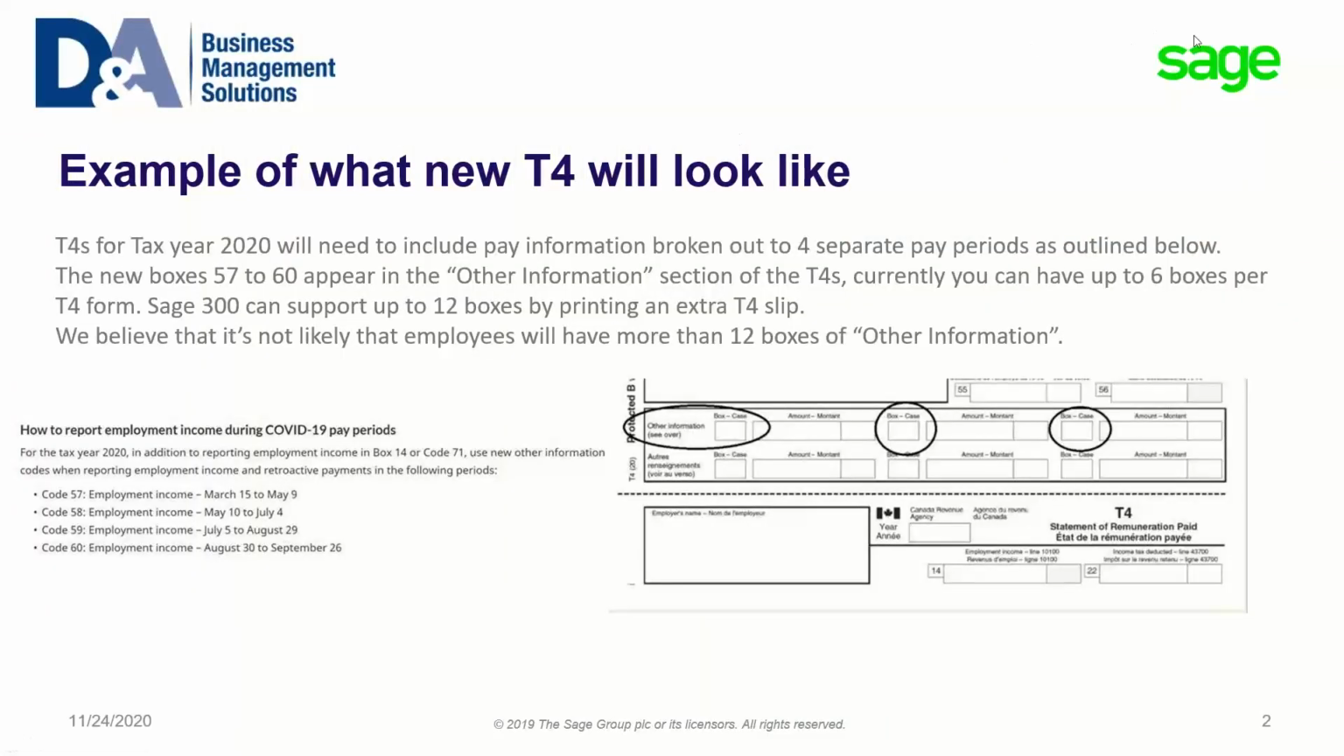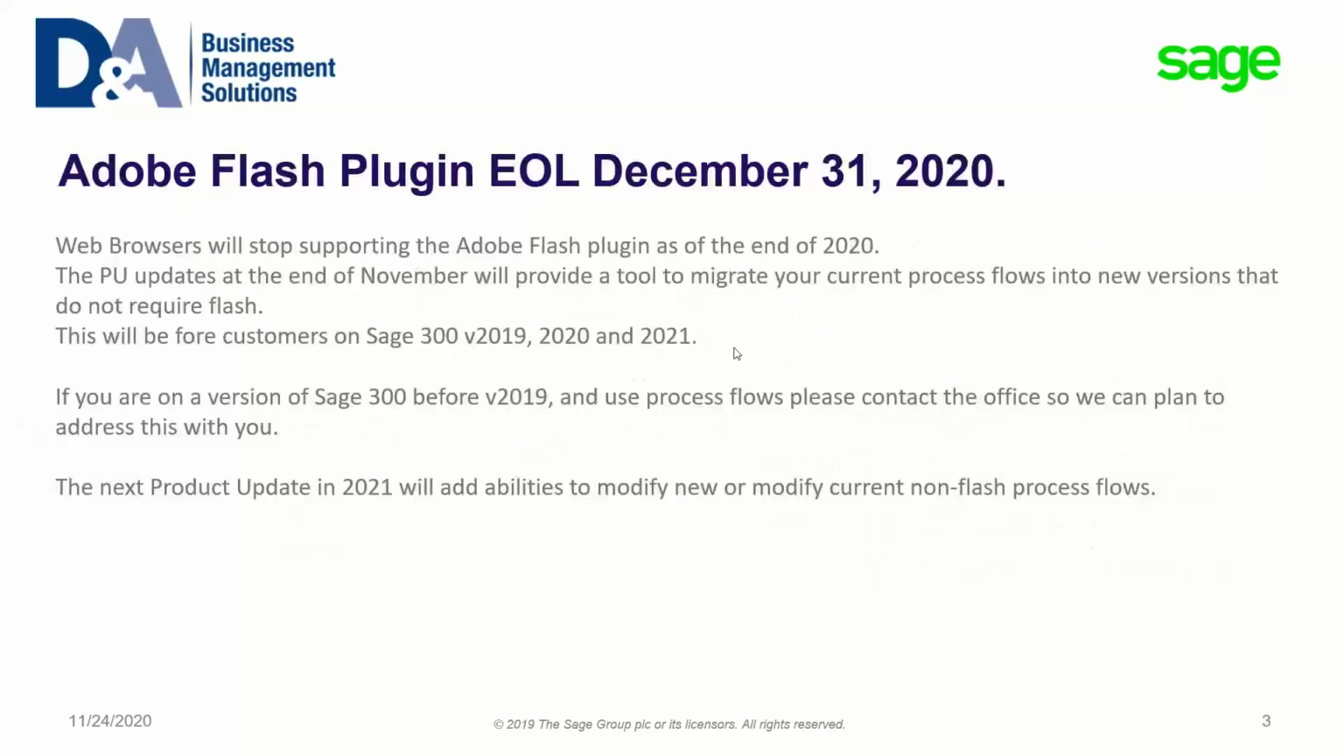One of the things Renee was talking about was the T4, and I did find kind of a screenshot of what they expect the new T4 to look like. So there'll be four different other income boxes, basically to relate to the different COVID-19 pandemic support periods. And so these boxes will be added to your T4 form. So you can have up to six different entries in that amount. And if you need more than that, you can just print a second page on the T4 because it'll show up under other information on the second page. So that's what that's going to look like.